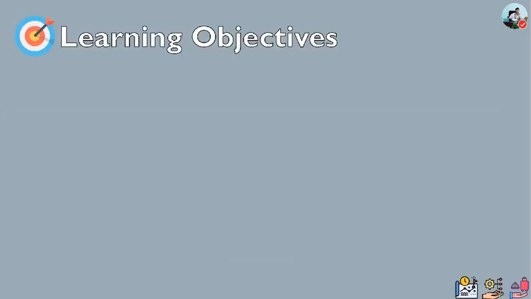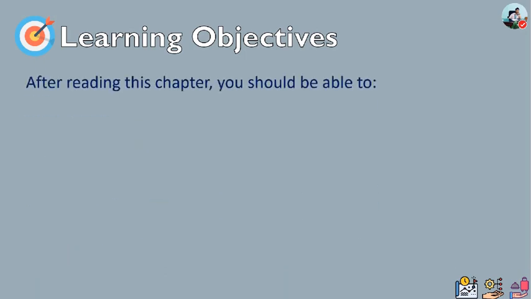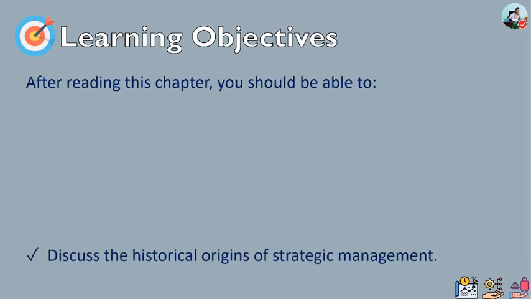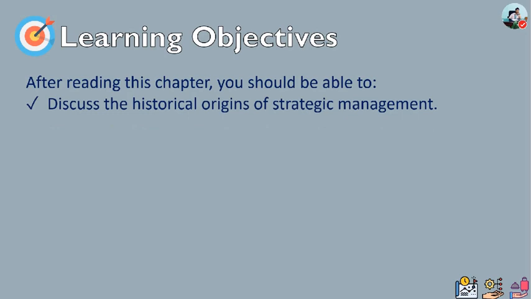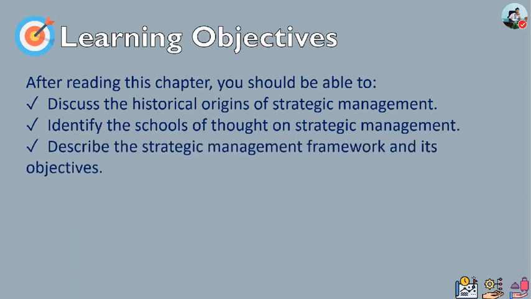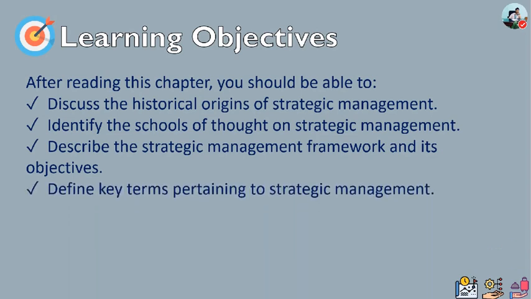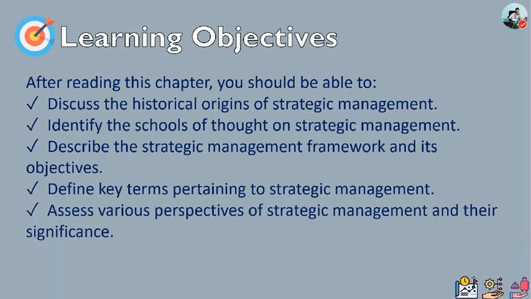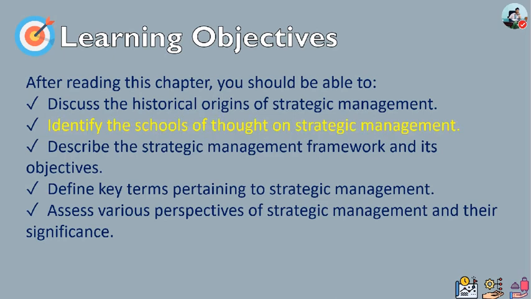So these are the following objectives. After reading this chapter, you should be able to discuss the historical origins of strategic management, identify the schools of thought on strategic management, describe the strategic management framework and its objectives, define key terms pertaining to strategic management, and assess various perspectives of strategic management and their significance. So for this module, we will discuss identifying the schools of thought on strategic management.